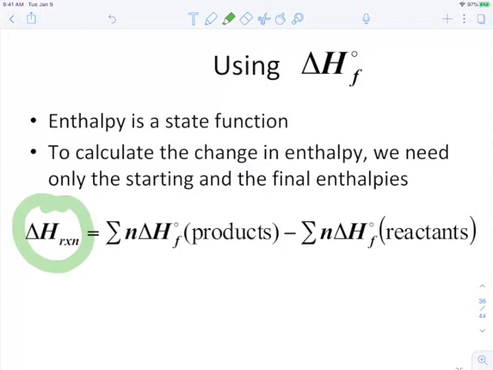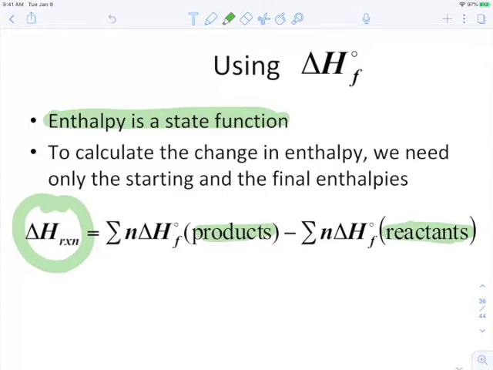Okay. So here we're using the idea that it is a state function. And what we're going to do is only deal with products and reactants. So we're going to take the products, we're going to subtract out the reactants. So this equation here looks long and scary, especially with those summation signs in it. What I'm going to tell you is you don't need to memorize that equation.